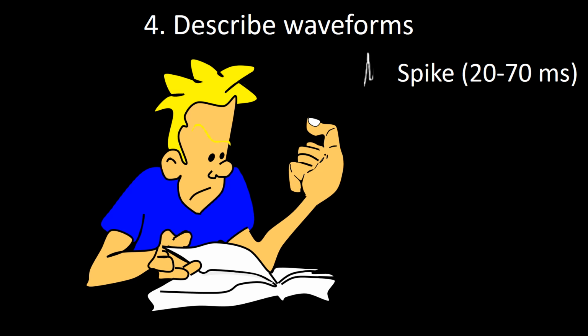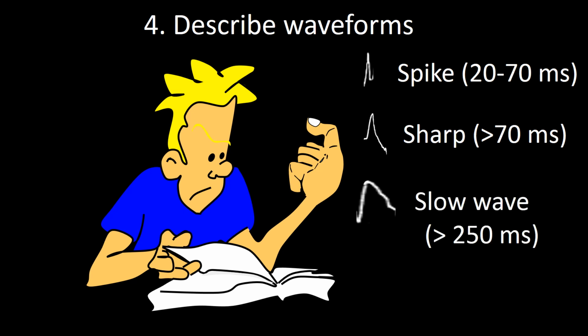According to the duration, they may be classified as spikes, or as sharp waves. They may also be classified as slow waves. These three waveforms may be considered discharges because they have no more than 3 phases. The term discharge is also used for a waveform lasting 0.5 seconds or less, regardless of the number of phases.